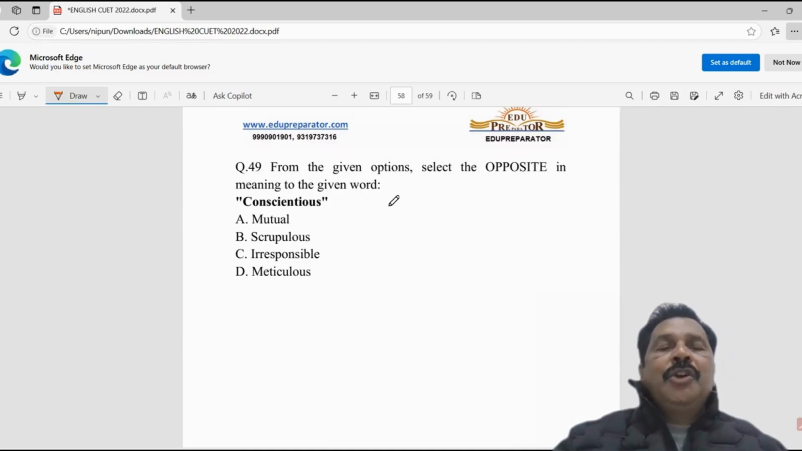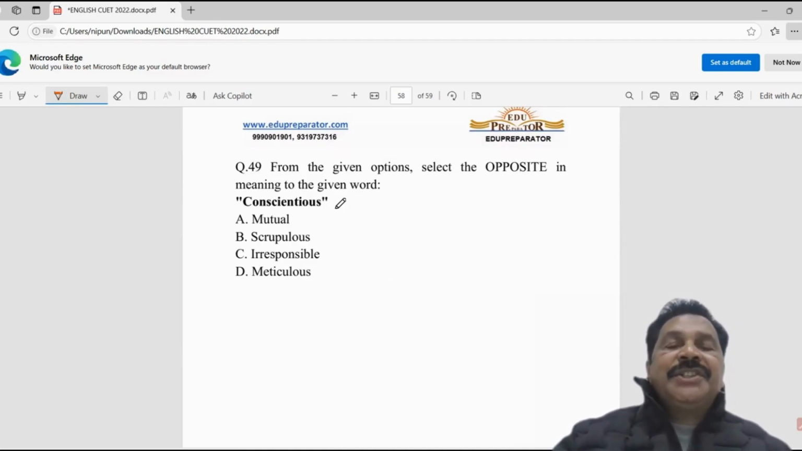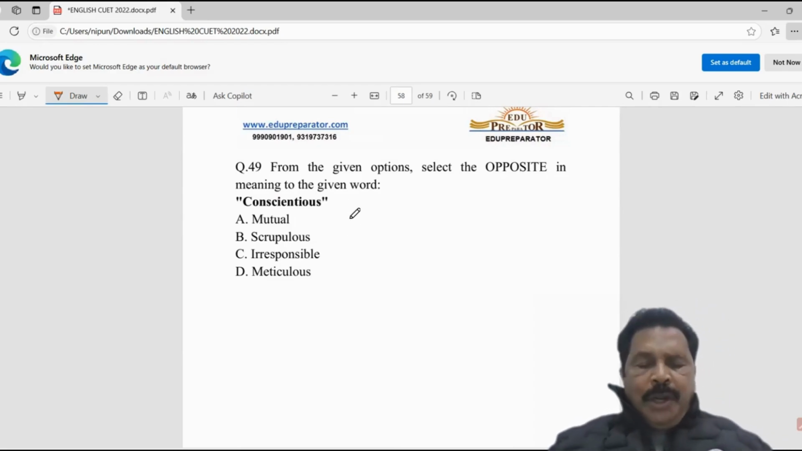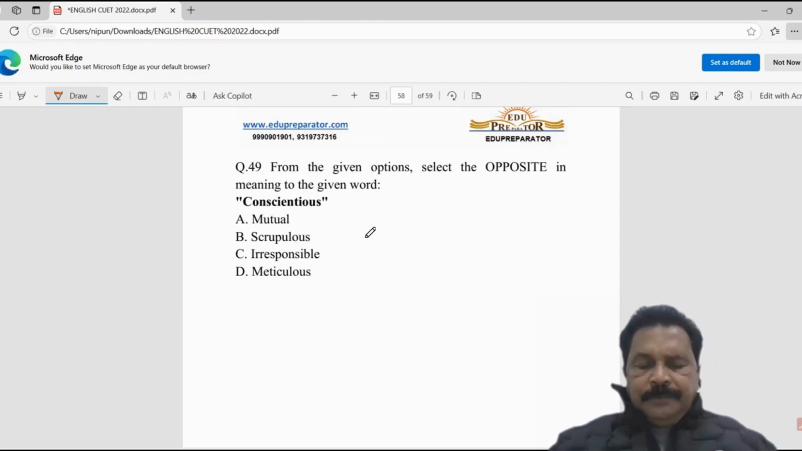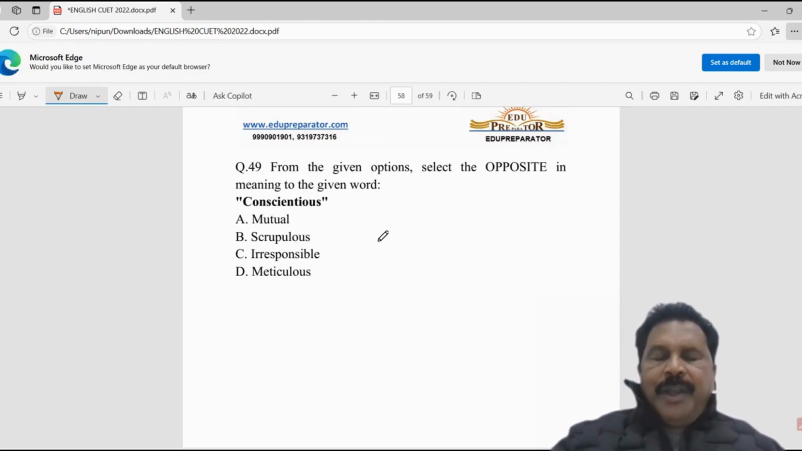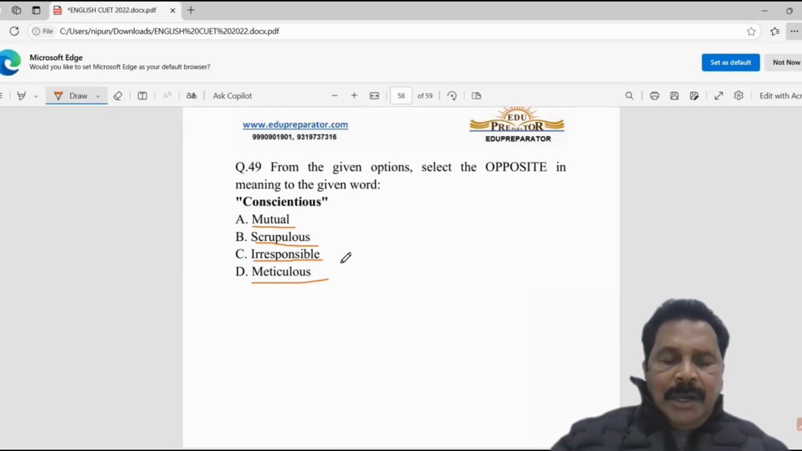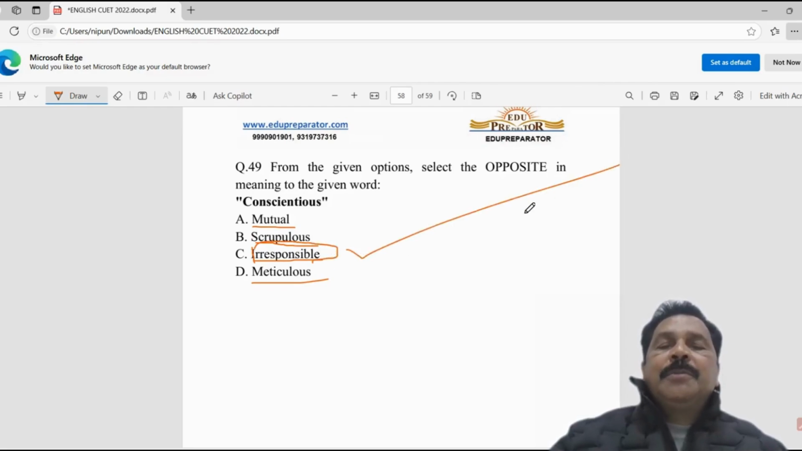From the given options, select the opposite meaning to conscientious. First of all, you must know the meaning of conscientious. Conscientious means wishing to do one's work well and thoroughly. So we have scrupulous, afraid to make a mistake, irresponsible, and meticulous, which means accurate. And the correct answer, the opposite of conscientious, is irresponsible.